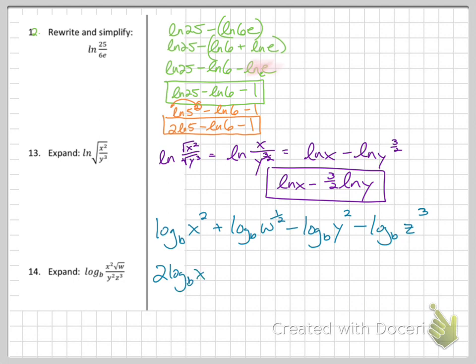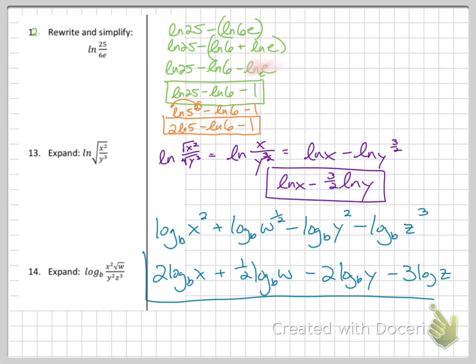Again, I probably would have moved them all in front ahead of time if it was me, but just to make sure you understand where everything is coming from. I did this one in 2 steps. You could have done it in 1, honestly. Okay.